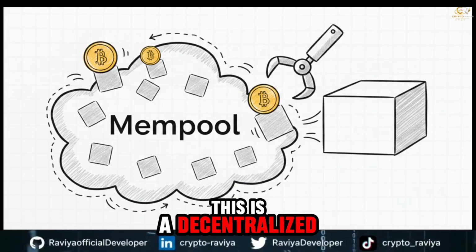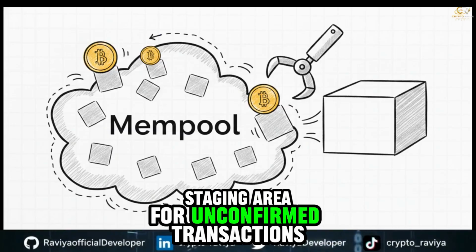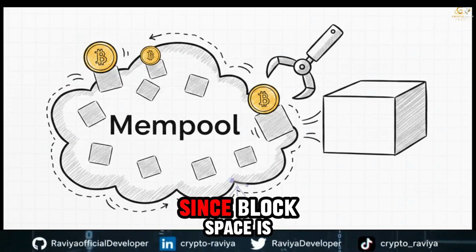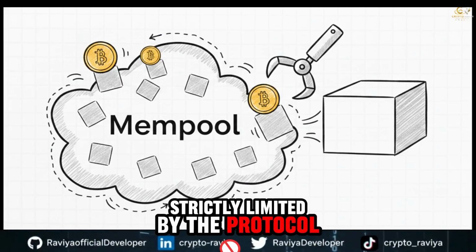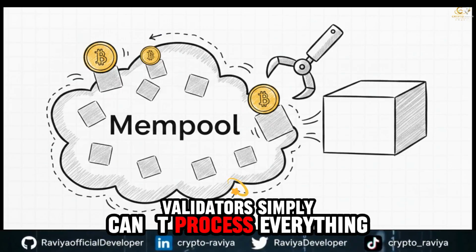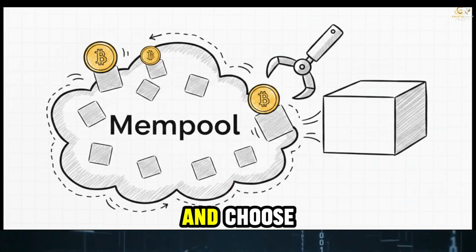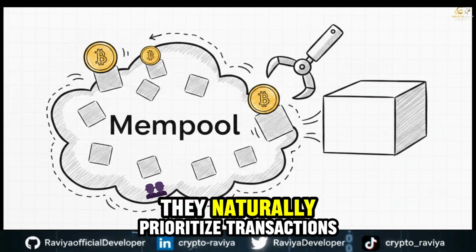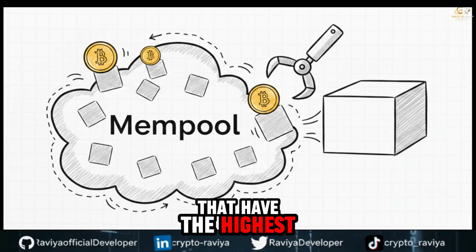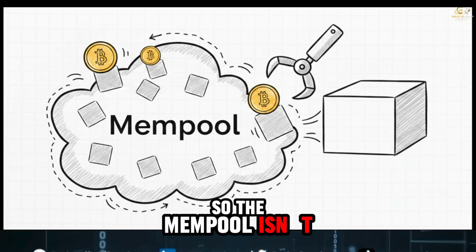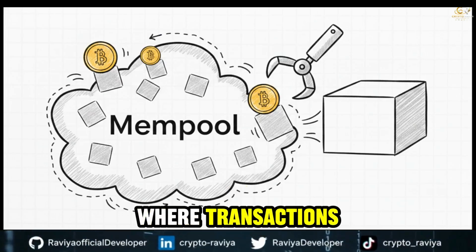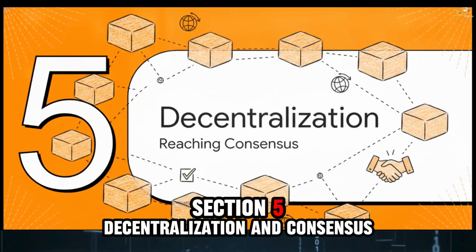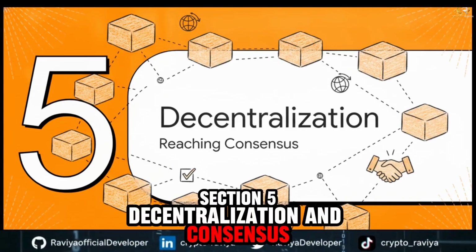This is a decentralized staging area for unconfirmed transactions. Think of it as a giant digital waiting room. Since block space is strictly limited by the protocol rules, validators simply can't process everything at once. They have to pick and choose. And because validators want to maximize their own revenue, they naturally prioritize transactions that have the highest attached fees. So the mempool isn't just a waiting room, it's an open market where transactions actively compete and bid for block space.